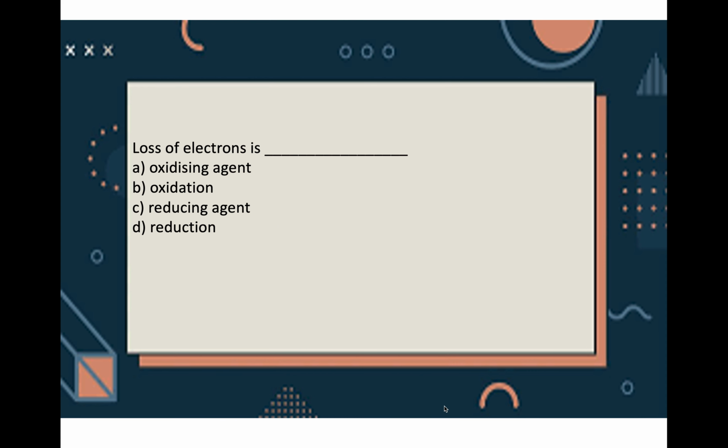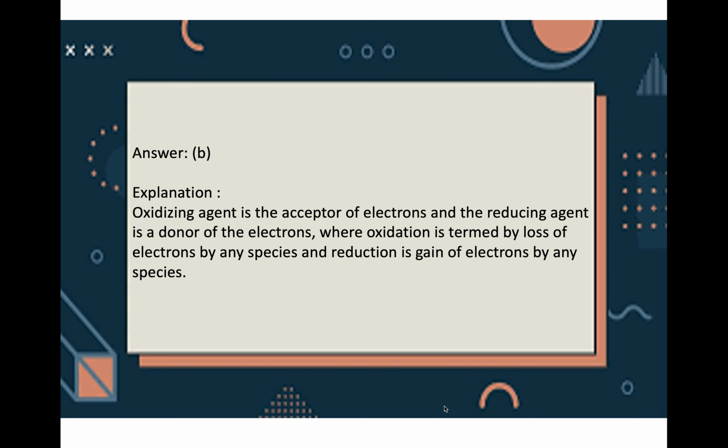Next question: loss of electrons is called oxidizing agent, oxidation, reducing agent, or reduction? The option is B, oxidation. An oxidizing agent is an acceptor of electrons, and a reducing agent is a donor of electrons. Always remember this concept, don't get confused. Oxidation is termed loss of electrons, and reduction is the gain of electrons. Take a notebook and write these four things: oxidizing agent, acceptor of electrons; reducing agent, donor of electrons; oxidation, loss of electrons; and reduction, gain of electrons.